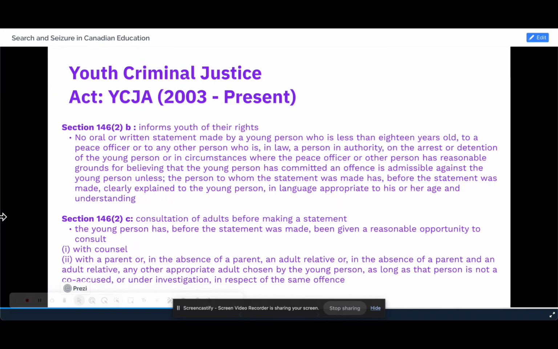In Section 146(2)(c), it describes the consultation of adults before making a statement. So the young person has reasonable opportunity to consult with counsel and a parent, or in the absence of a parent, an adult relative, or in the absence of that, an appropriate adult chosen by the young person, as long as the person is not co-accused or under investigation in respect of the same offense.